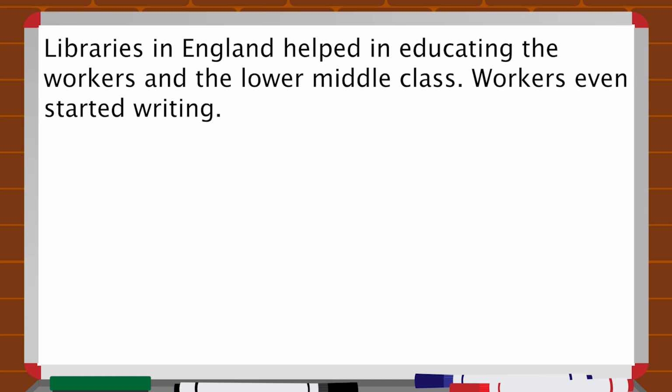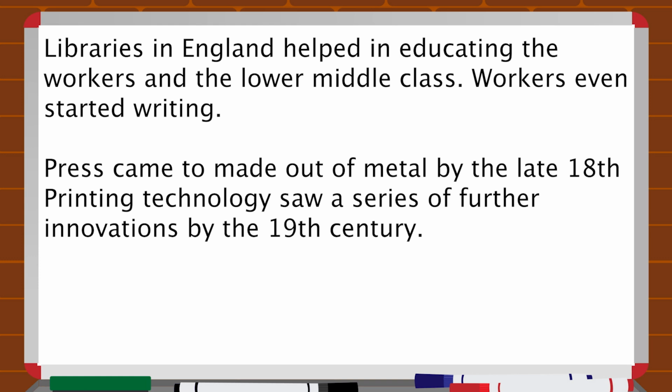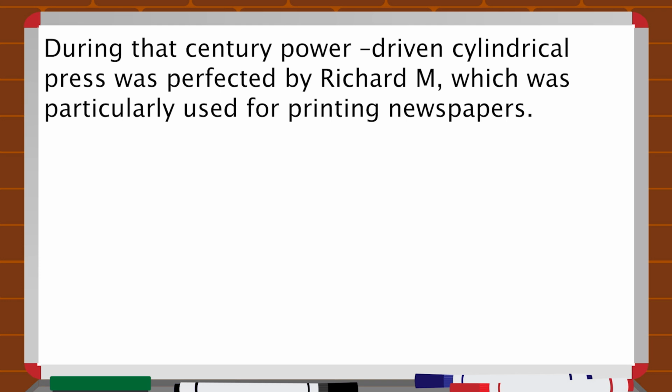Libraries in England helped in educating the workers and the lower middle class. Workers even started writing. The press came to be made out of metal by the late 18th century. Printing technology saw a series of further innovations by the 19th century. During that century, the power-driven cylindrical press was perfected by Richard M. Hoe, which was particularly used for printing newspapers. The offset press was developed, which was capable of printing 6 colors at a time. By the 20th century, electrically operated presses accelerated printing operations.